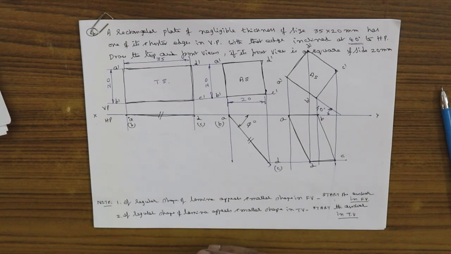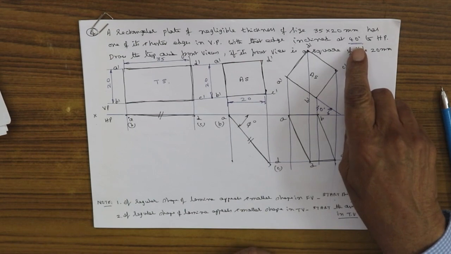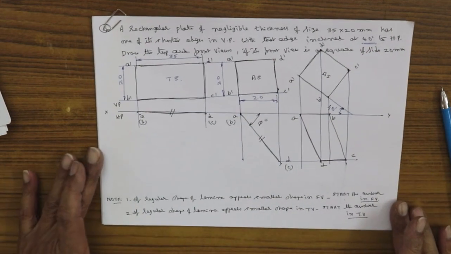This is the final answer for the present problem, wherein a rectangular lamina appears like a square in the front view, and the shorter edge is in VP. At the same time, the shorter edge is inclined to HP by 40 degrees. This is the final answer.